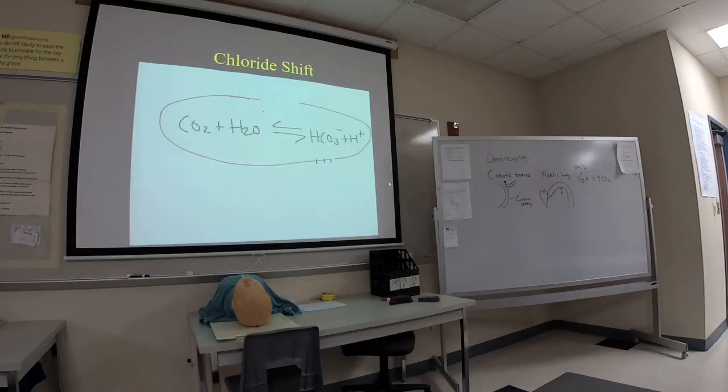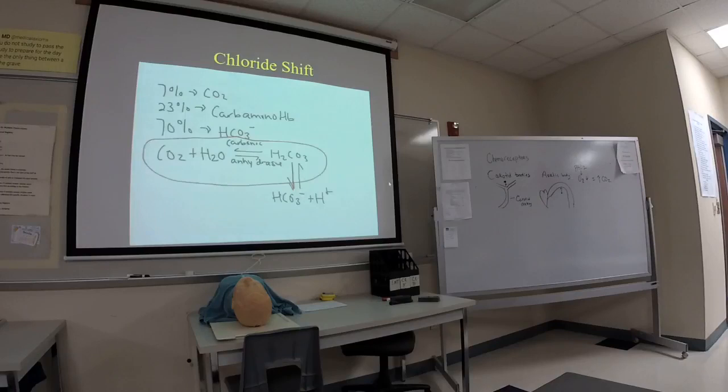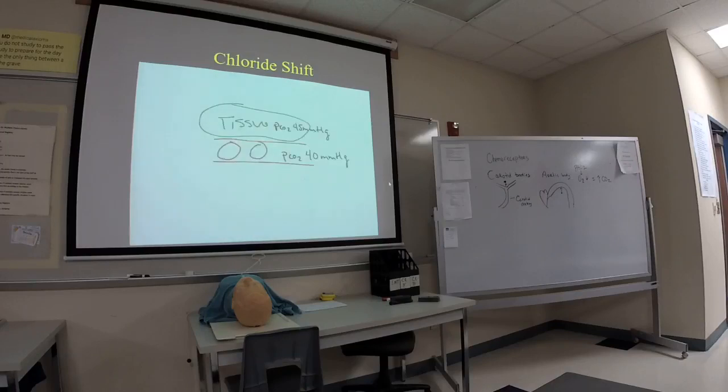If the chloride shift went away and bicarb converted CO2 into bicarb, we wouldn't be able to transport it in the blood, and now that CO2 would build up here in the tissue. So that will continue to convert CO2 into bicarb.